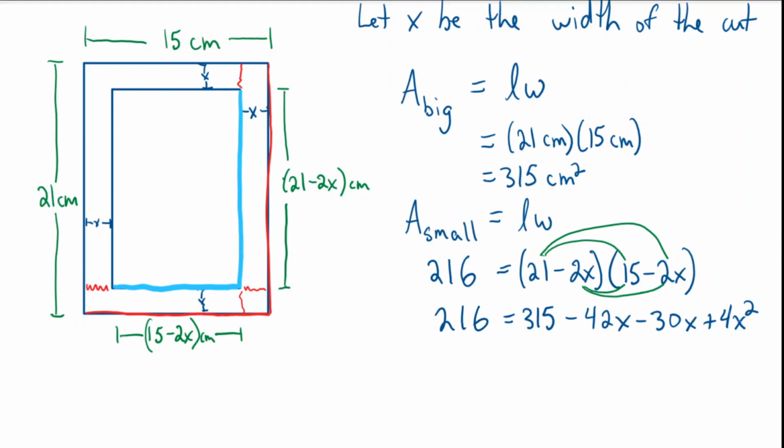All right, here we are. What I'm going to do is collect like terms and bring this 216 to the other side, so I'm going to be left with 0 here. And I'm going to have 315 minus this 216. I can clean these two up here and combine them because they both have x in them. They become negative 72x.